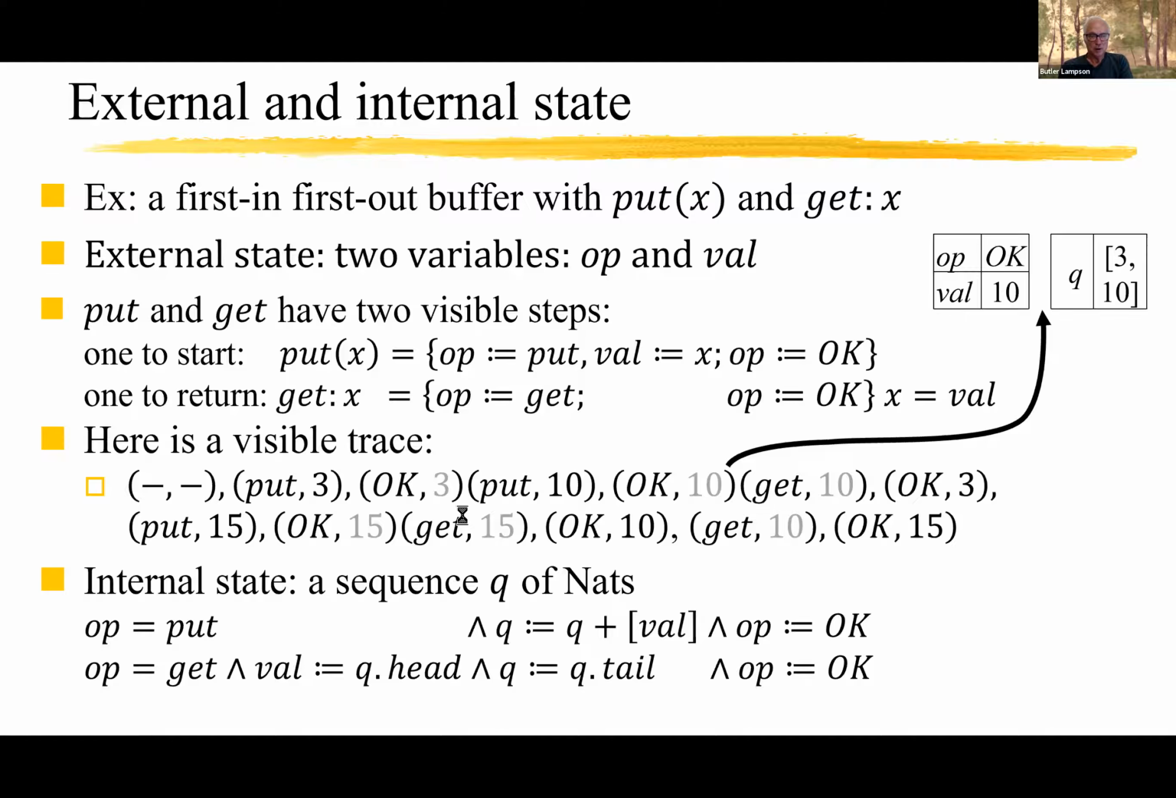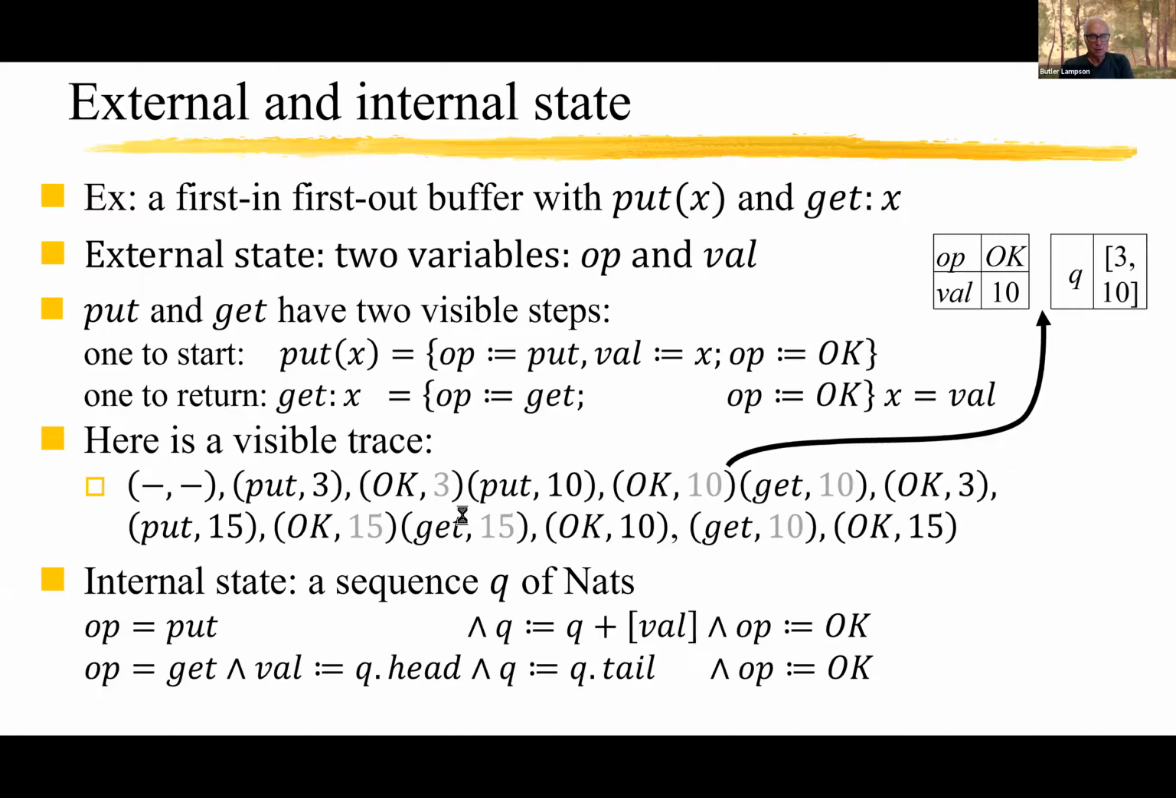So here's a visible trace that shows one thing that might happen. You start out in a state where you don't care what the value of either variable is. Then you set it to put, 3, the system responds with okay. You set it to put, 10, the system responds with okay. You set it to get, you don't care what the value is in that case. The system responds with okay, 3, and so forth. So that's the external view of the system.